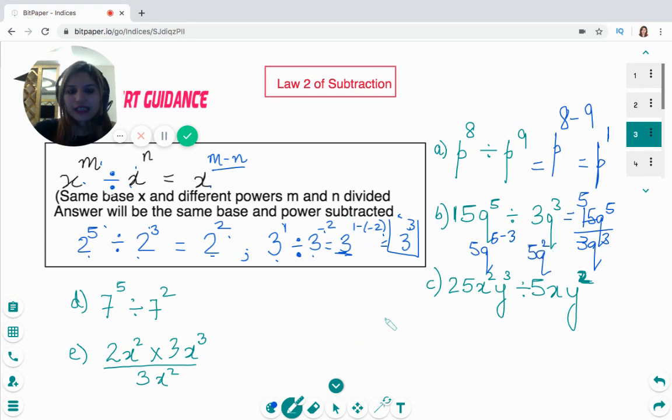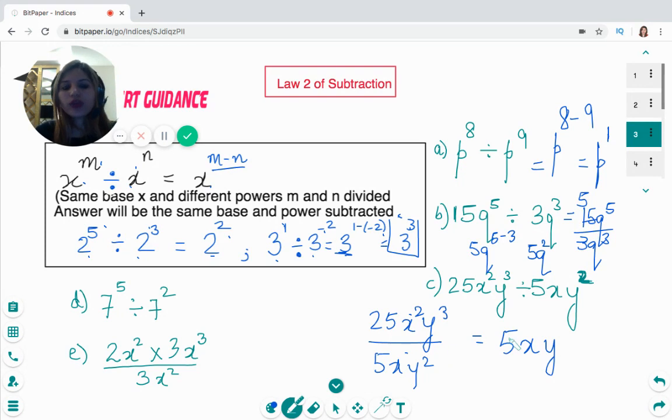Okay, let's take another example. This is 25x squared y cubed divided by 5xy squared. So 25 divided by 5 is 5. x is 2 minus 1, which is x, and y is 3 minus 2, which is 1.